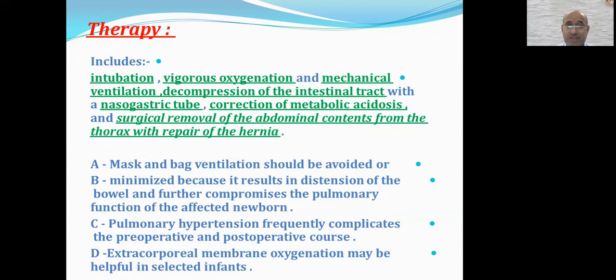Other problems should be corrected, like pulmonary hypertension. We can use extracorporeal membrane oxygenation in selected infants. So, therapy first starts with decompression of the intestinal tract, giving oxygen through intubation, not a mask, and then we can correct other problems one by one until surgical correction.